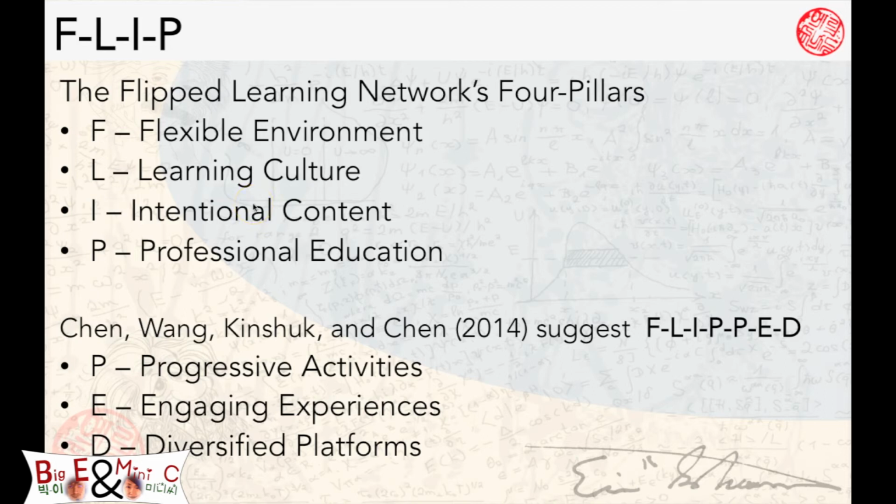In 2014, Chin, Wang, Kinshuk, and Chen wrote a paper that was somewhat critical of the Flipped Learning Network's 4 pillars, not because they were negative in any way against the 4 themselves, but they felt that they didn't go far enough. So they suggested that instead of the FLIP, they would talk about the FLIPPED and added 3 more categories. The first one was P for progressive activities.